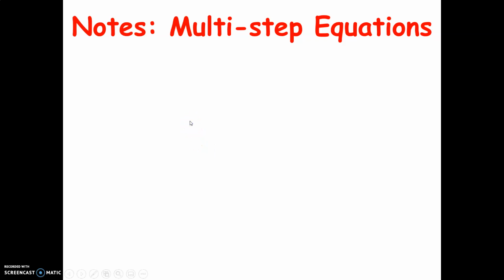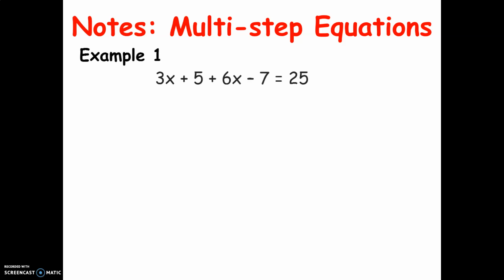The topic of this video lesson is solving multi-step equations. Example 1. 3x plus 5 plus 6x minus 7 is equal to 25. Our objective is once again to isolate the variable x.